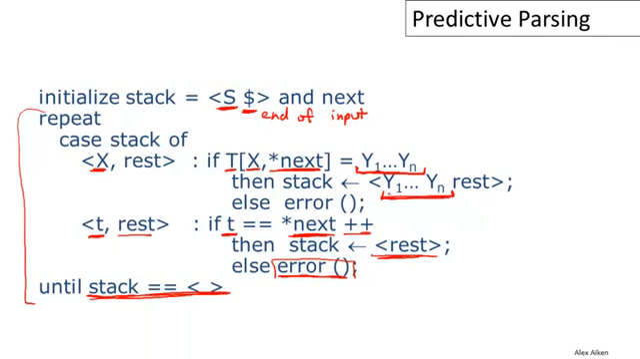So now the leftmost unhandled thing in the parse is going to be Y1, because that's the first child of X. And then all the other children of X are next, and then whatever else is in the stack. And again, if there's no entry for the current non-terminal and input in the table, then that's an error, and the parsing stops.